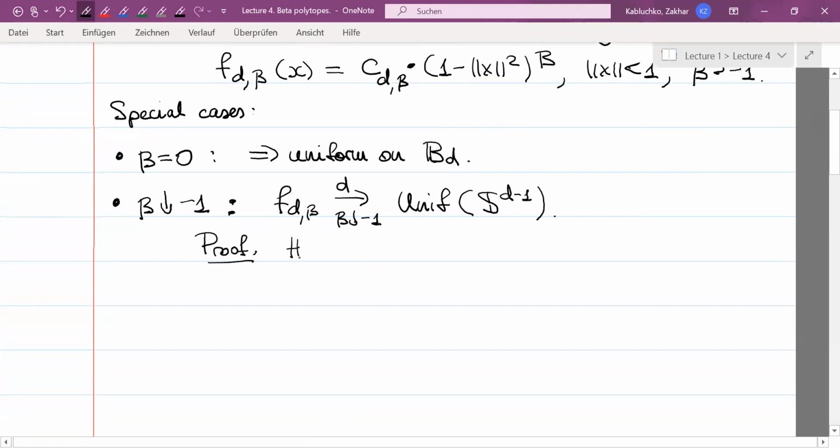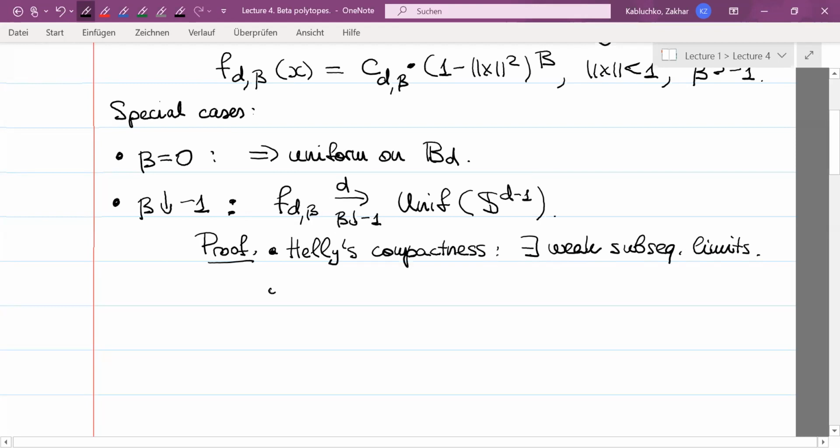First of all, by Helly's compactness theorem, the family of distributions with these densities must have subsequential limits, just because they are all concentrated on the closed unit ball, and the space of measures on the closed unit ball is compact. So there are weak subsequential limits of this family. Now, any subsequential limit must have the following properties.